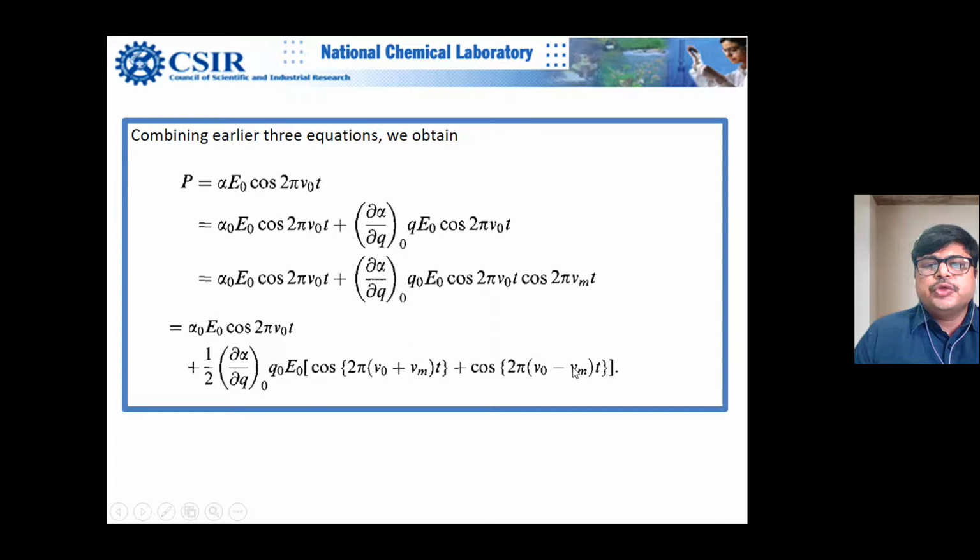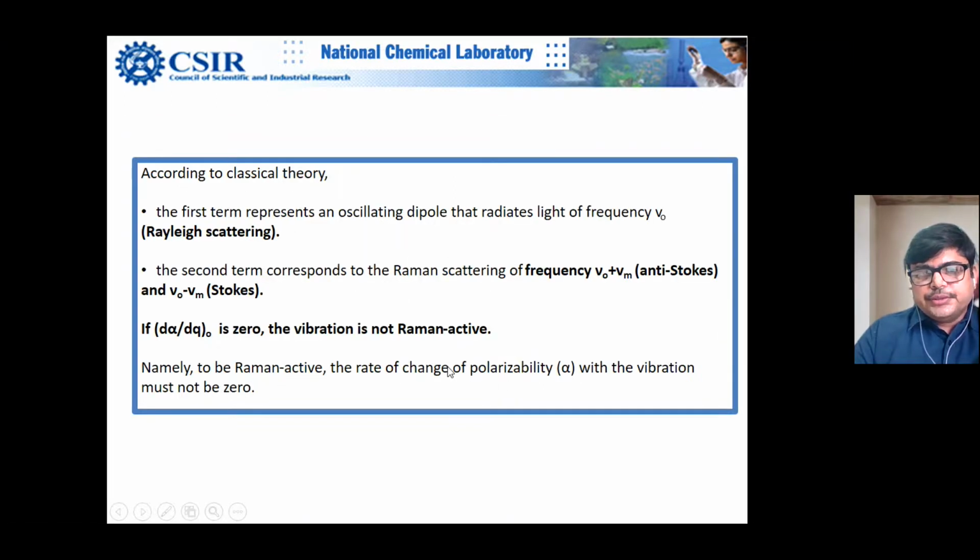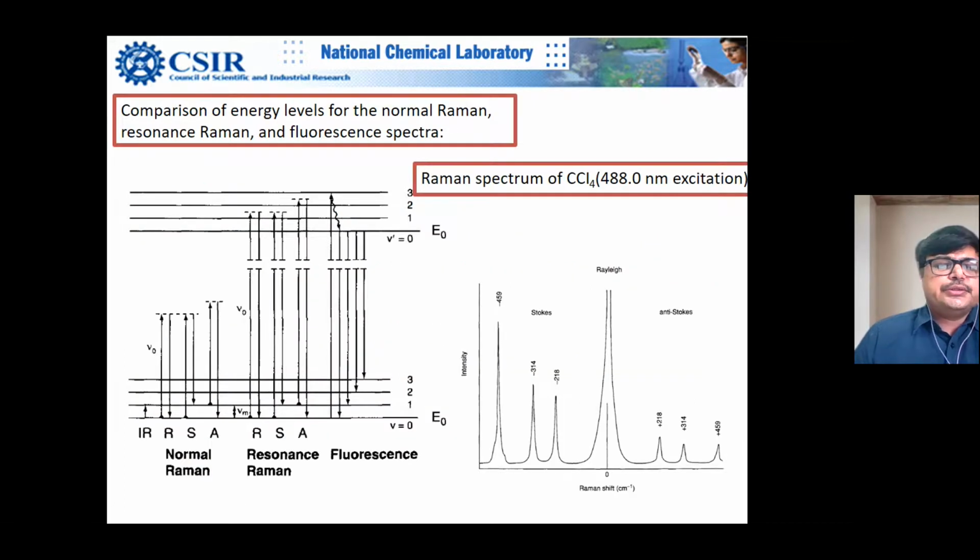There is subtraction here. So this is Stokes, and this is the anti-Stokes line actually, right? So the first term is Rayleigh, and the second term is anti-Stokes, and the third term is your... So it is displayed here.